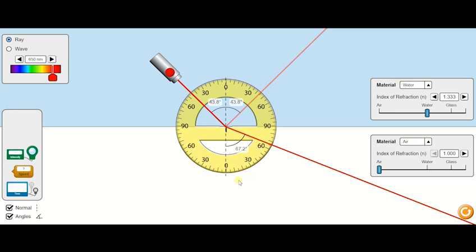But now let me reverse. What happens? I am not going to disturb anything, I am just changing the medium. Now check what the angle would be.